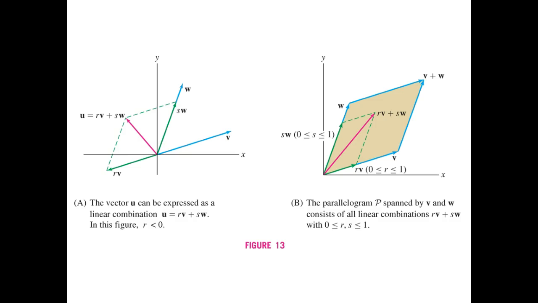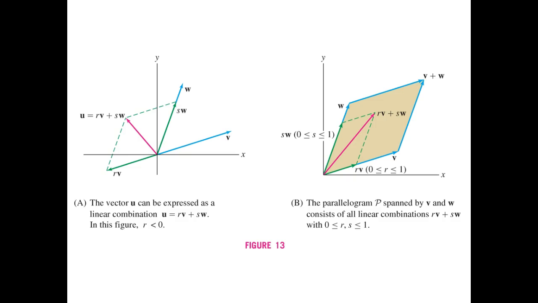R, by this drawing here, you can tell R is a negative number because it made it go in the opposite direction. It's also a number that's less than 1, between 0 and 1, because it scaled down the length of V, okay? S over here is a positive number because it didn't change the direction of W, but it's also a number between 0 and 1, because if it was greater than 1, it would be scaling up. Between 0 and 1, it's scaling down.